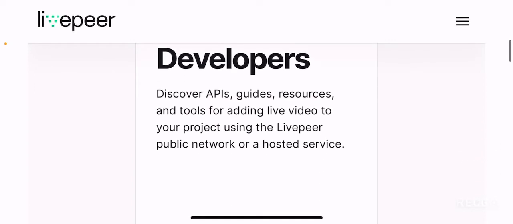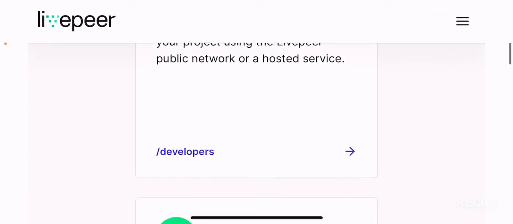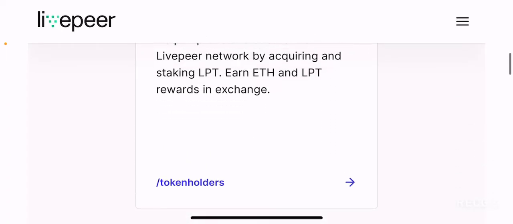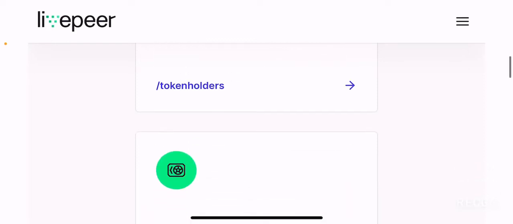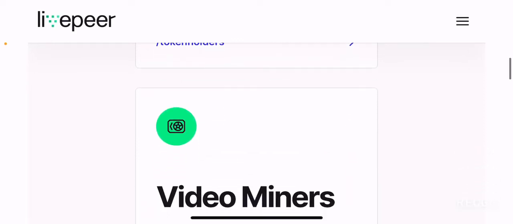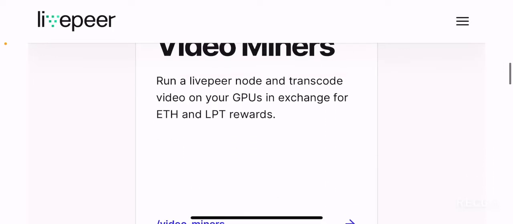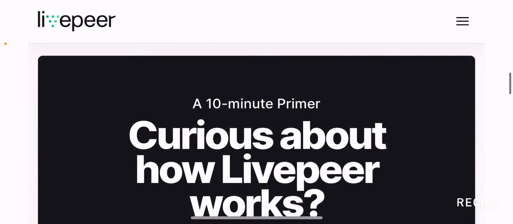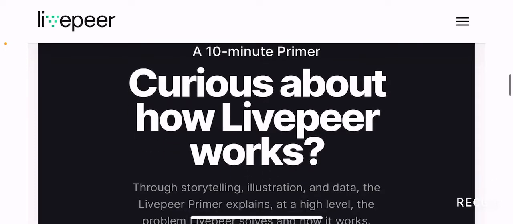If you're a developer who wants to start accessing some of their information, you can click the developers button. Token holders, you can stake and earn ETH and LPT rewards by participating in their staking platform. Video miners, you can basically use your GPUs to do the same as well. So again, there's a little bit of everything for everyone here.